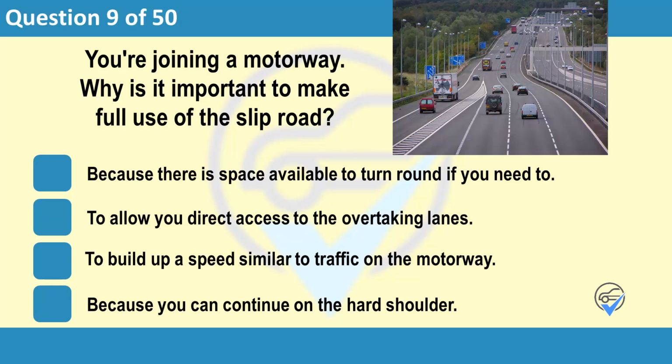You're joining a motorway. Why is it important to make full use of the slip road? Because there is space available to turn around if you need to. Allow you direct access to the overtaking lanes. To build up a speed similar to traffic on the motorway. Because you can continue on the hard shoulder.